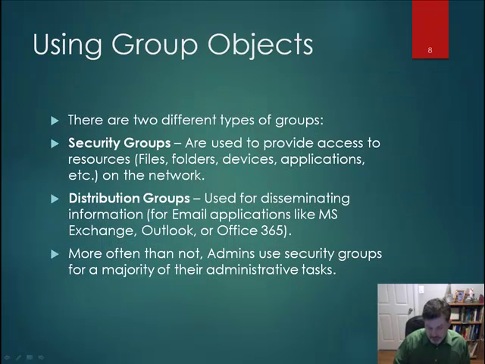So let's shift to group objects for a little bit. There are two different types of groups, security groups and distribution groups. Security groups are used to provide access to the resources for a particular set of users, files, folders, devices, applications, anything on the network. Distribution groups are really used for disseminating information, particularly for email applications. If you're running Microsoft Exchange or Outlook or even Office 365, then you're going to need distribution groups to help facilitate the movement of information.